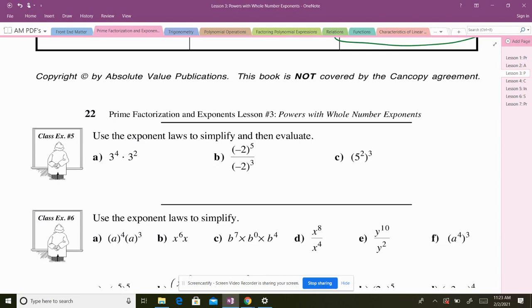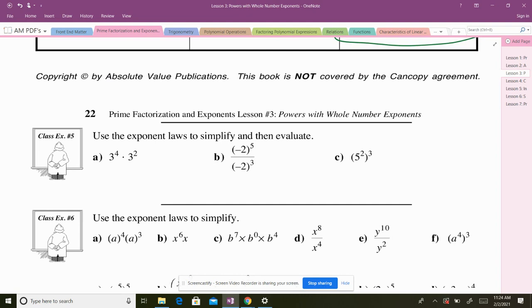If you have x to the m times x to the n, what do you do with the exponents? Add. Add m plus n. If you are dividing, what do you do? Subtract n from m. And this one can also be written like this.